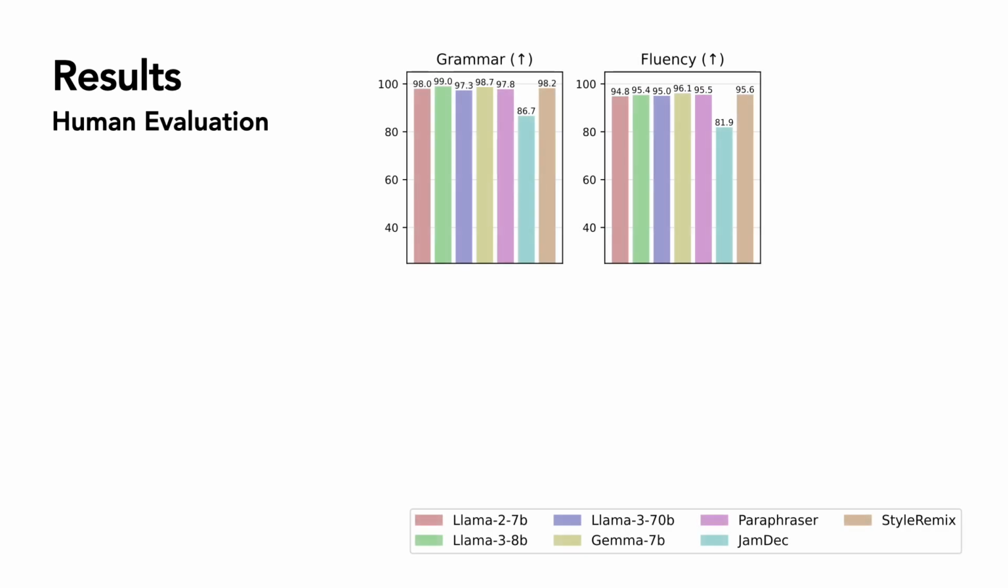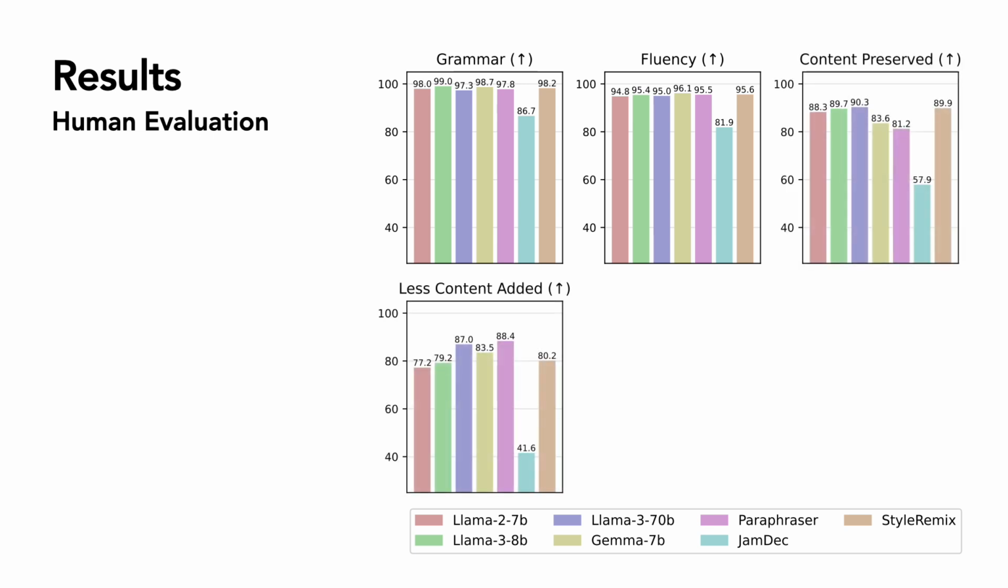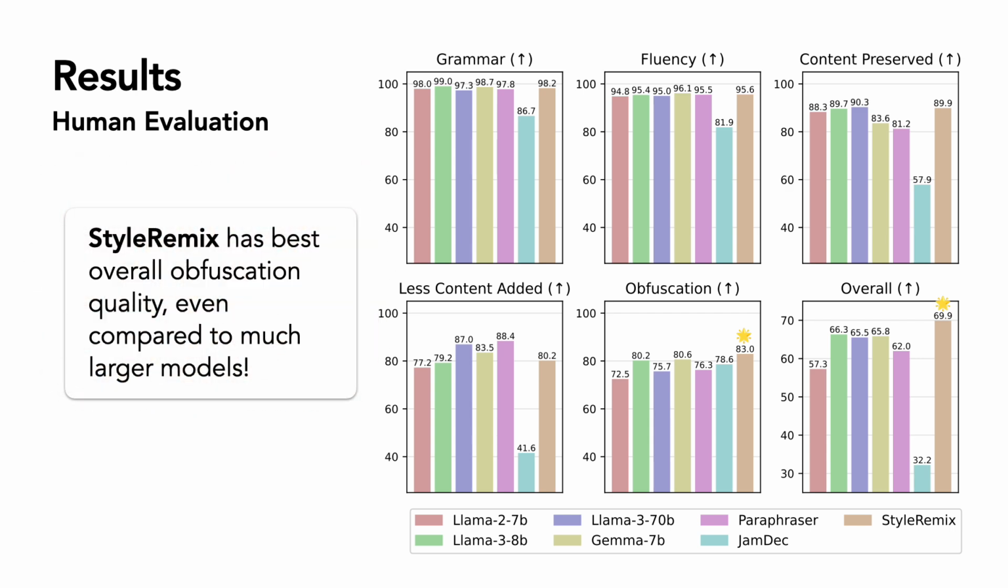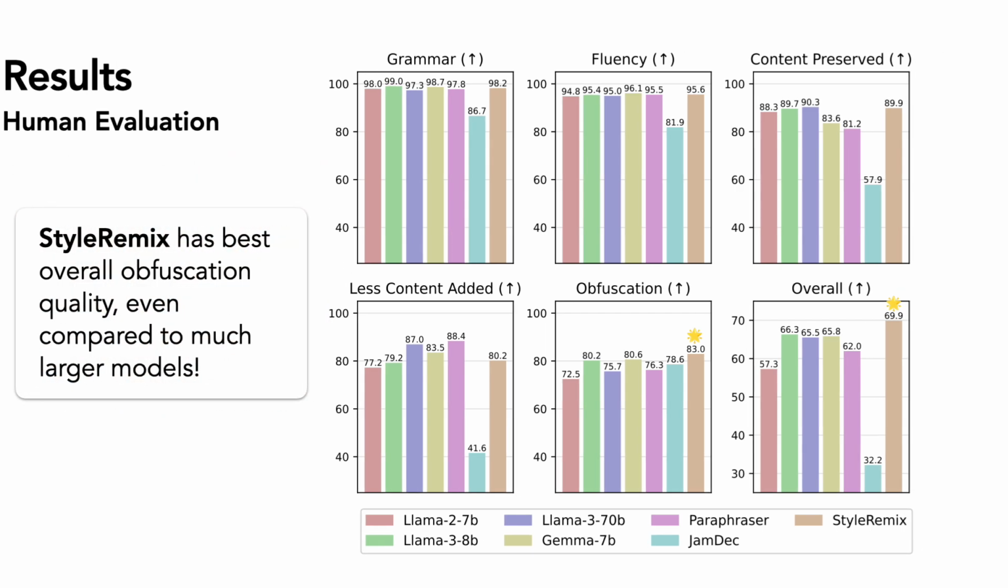We also have results from human evaluation. Specifically, we have grammar and fluency, in which we remain competitive, as shown on the right bar. We also have 2 questions regarding meaning similarity, which show that we are second highest. And finally, echoing the results from the previous slide, we're winning in obfuscation and overall obfuscation quality with respect to all other baselines, including the much larger Llama 3 70B.